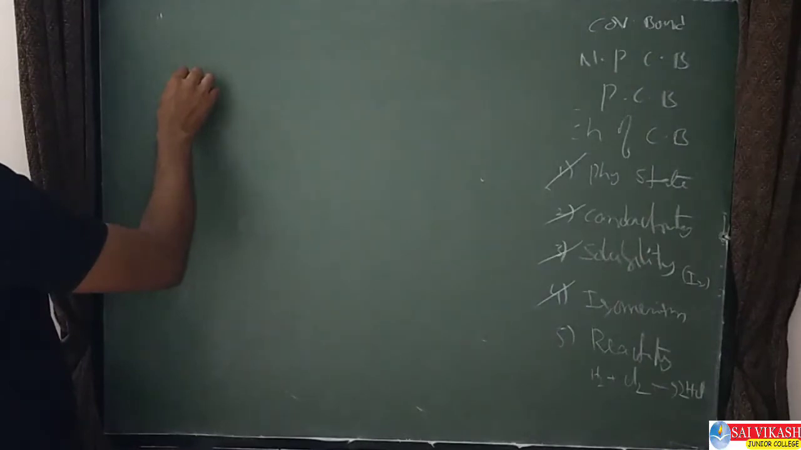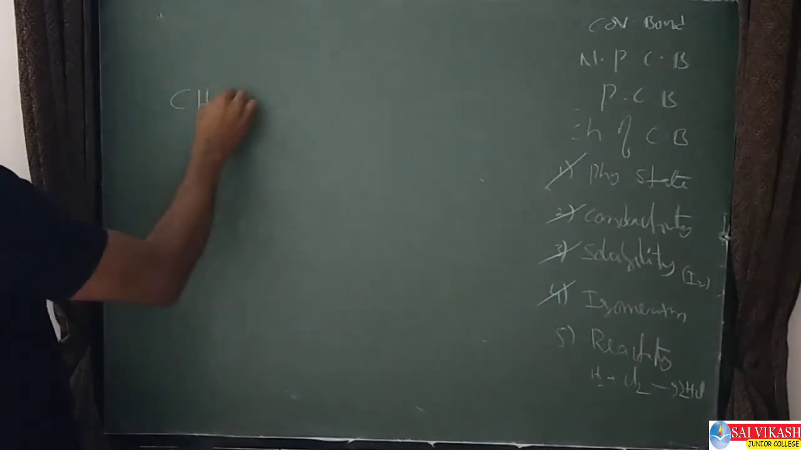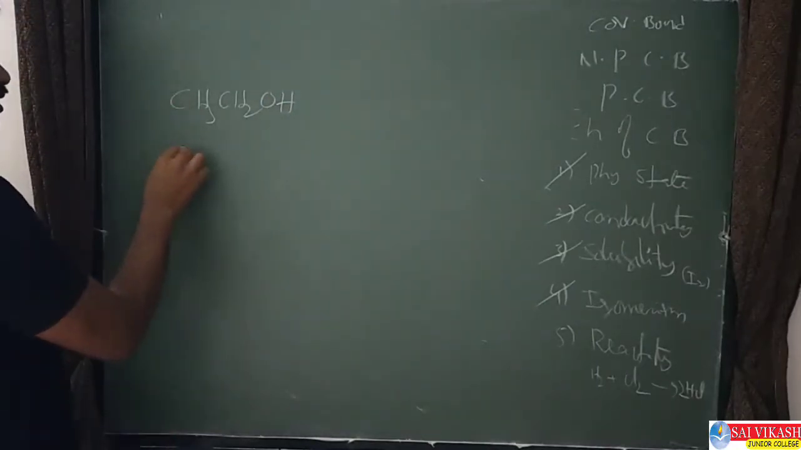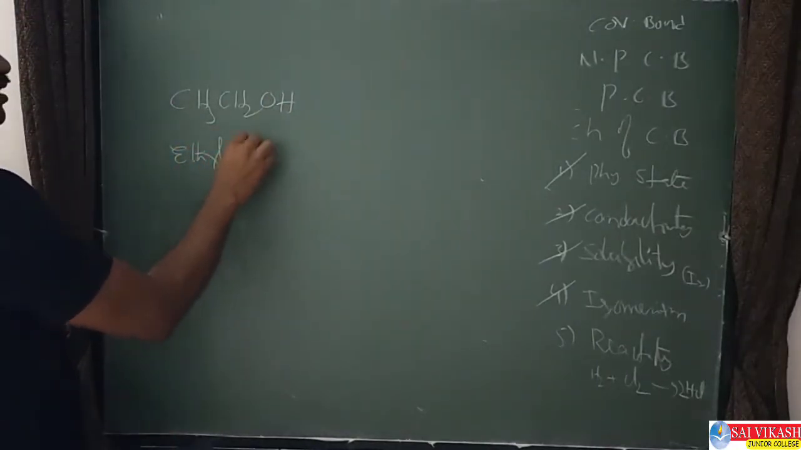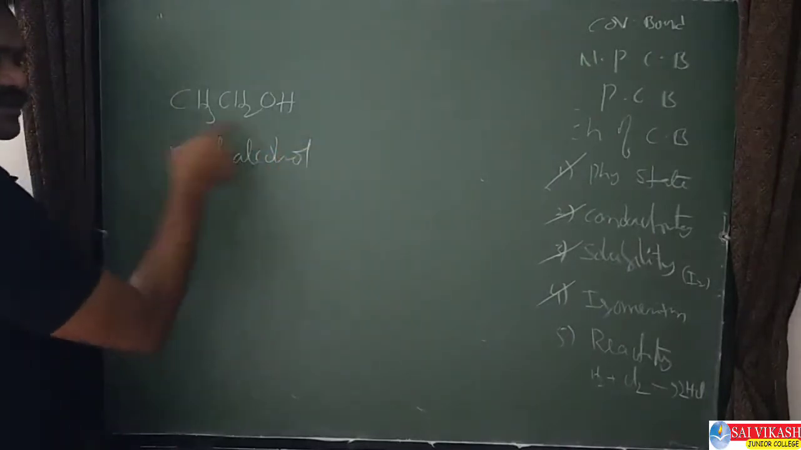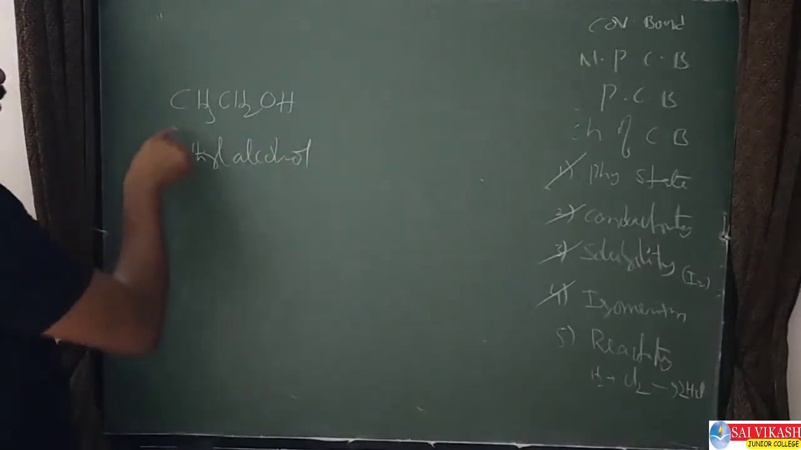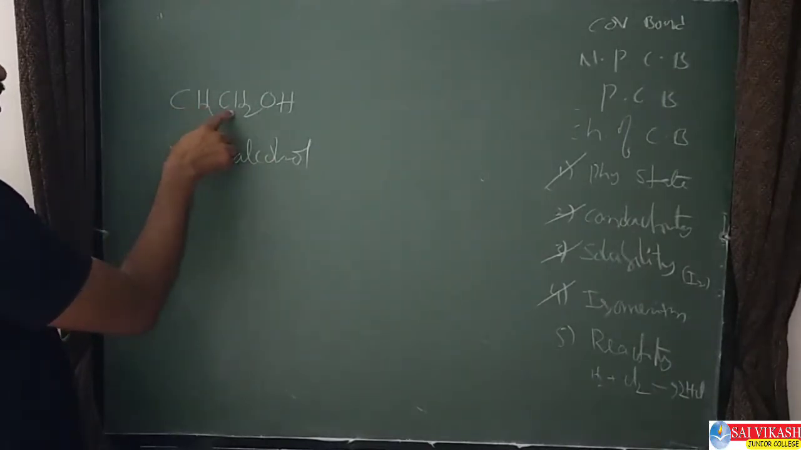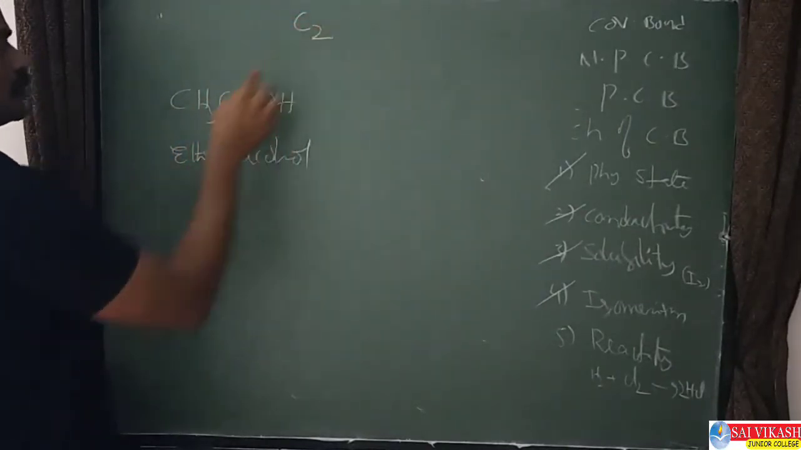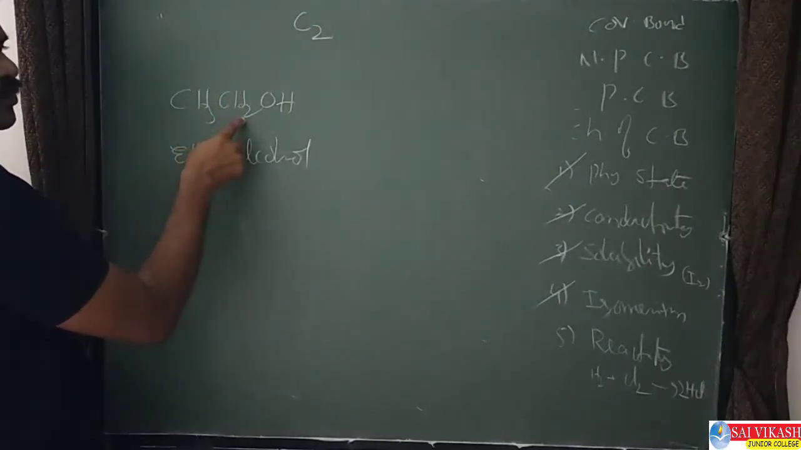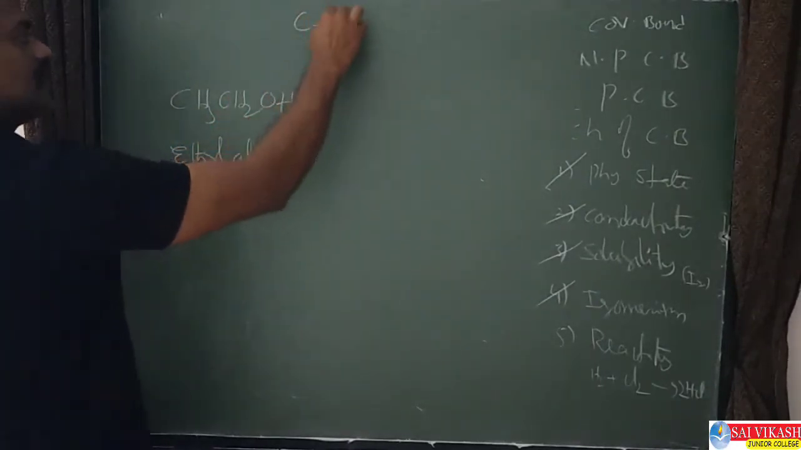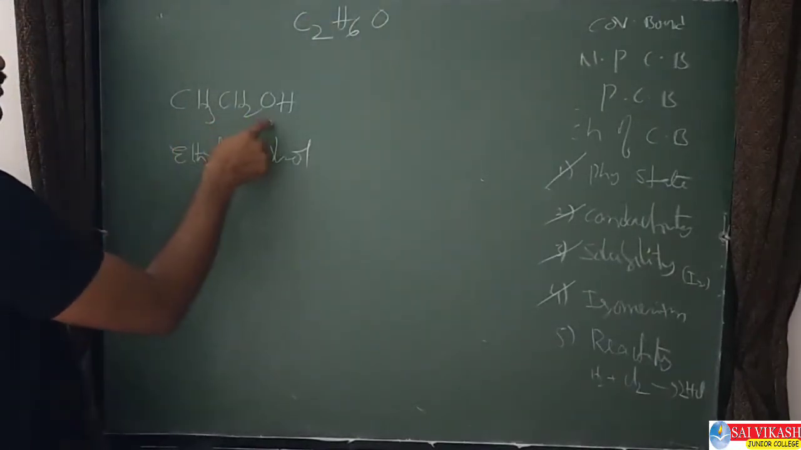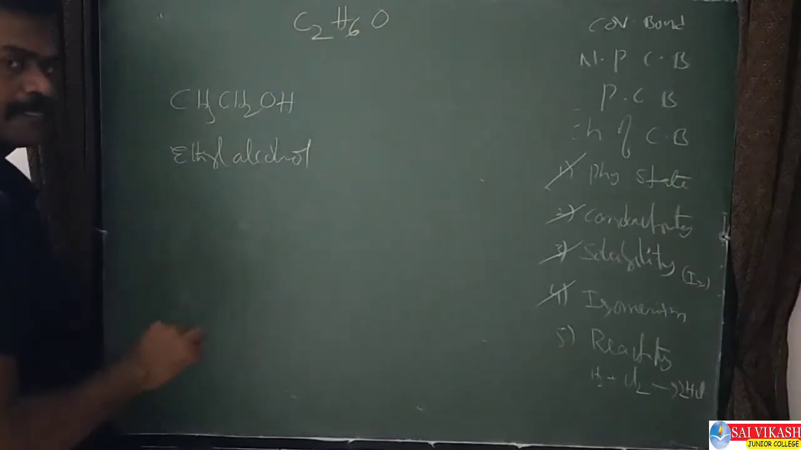See, CH3CH2OH. This is called ethyl alcohol. What is its molecular formula? How many carbons? 2 carbons. Hydrogens: 3, 2 makes 5, and 1 makes 6. So 6 hydrogens. Oxygens how many? 1. So its molecular formula is C2H6O.